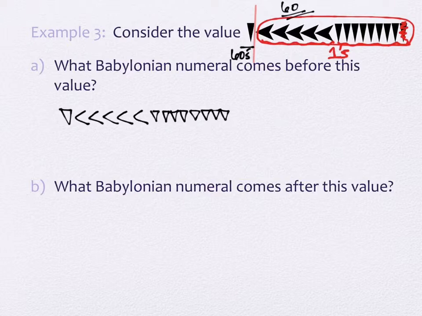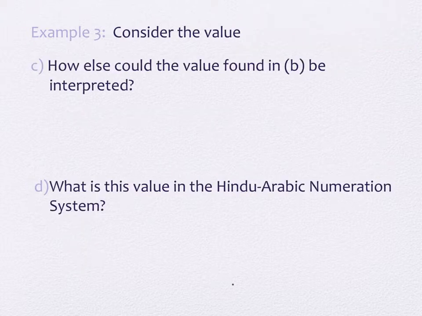Well, I would have the original 1 that I had before at the very beginning. That didn't change. But then that 60 that's in the ones place now has to become a 1 in the 60s place, so I need another one. And we run into a problem. What's the problem I run into? It could be 2 or it could be 2. Yeah, this is supposed to be representing the number 120, 60 and 60, but this is exactly how you would write the number 2. And that's a problem. How else could the value in B be interpreted?